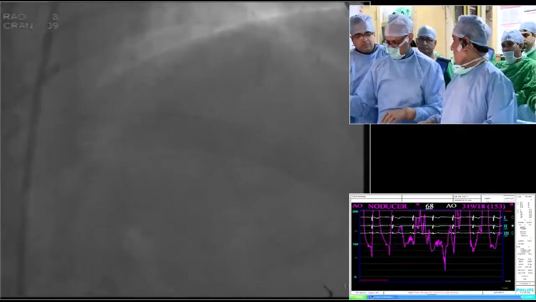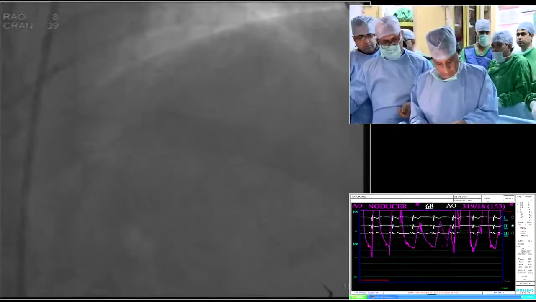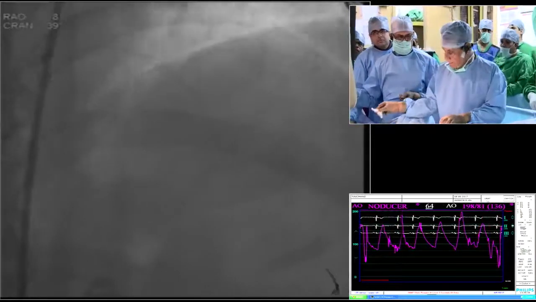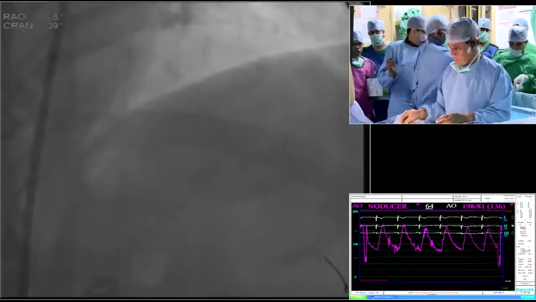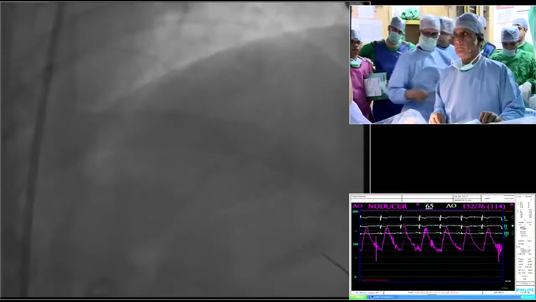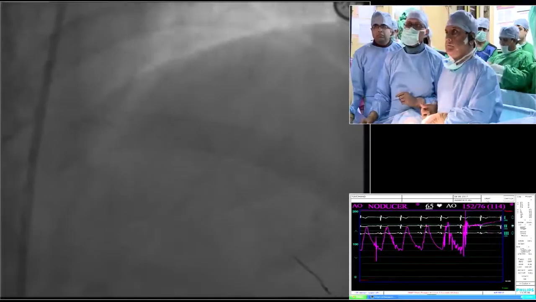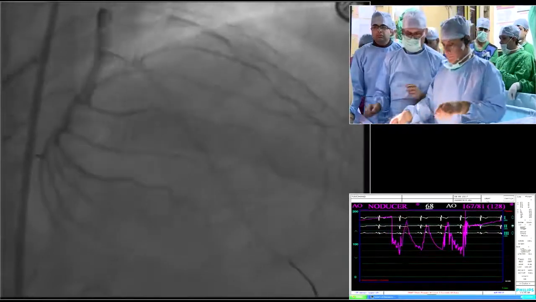Three markers on each side, right? Now you can see here the three markers on each side compared to our two markers of the Absorb. 3 balloon. So it will require a little more dilatation.